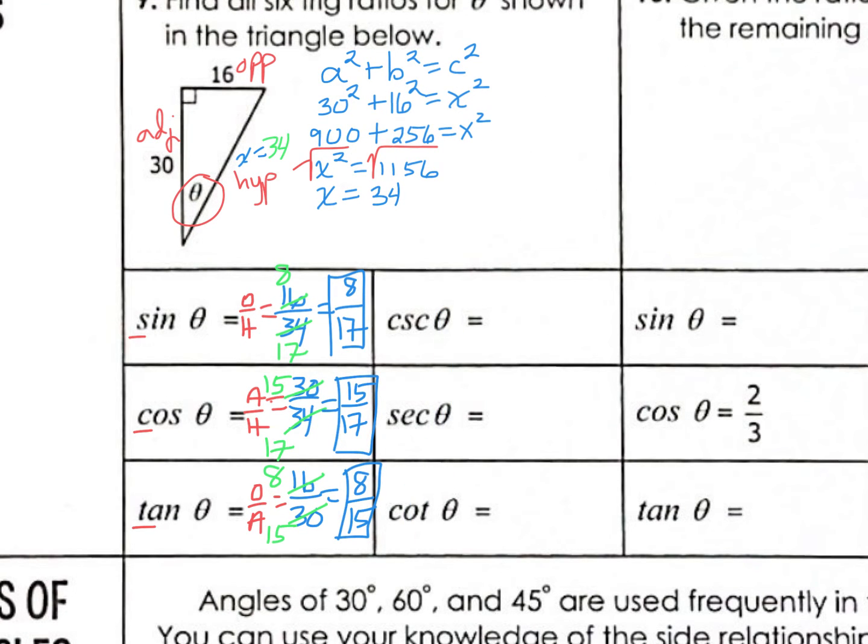these three because they're just reciprocals of these ones. So remember, cosecant does not belong to cosine, it belongs to sine. So the reciprocal of 8/17 is just 17 over 8. And then the reciprocal of cosine is 17 over 15. So secant is 17 over 15. And then finally, tangent is 8/15. So cotangent is 15 over 8.